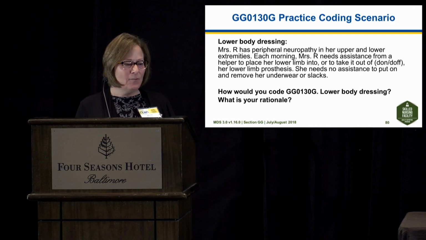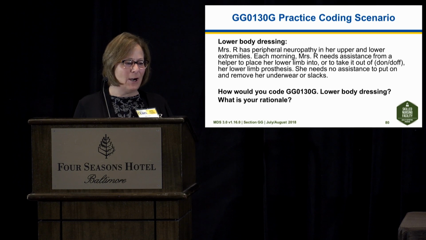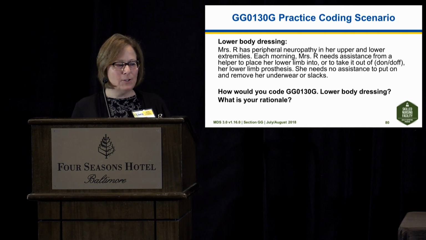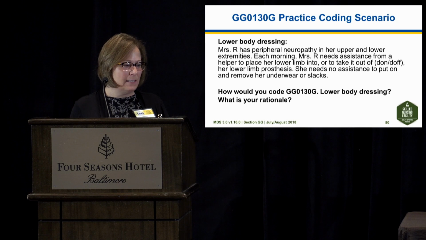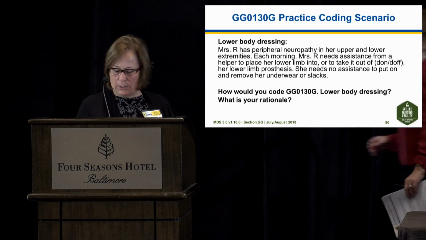Mrs. R has peripheral neuropathy in her upper and lower extremities. Each morning, Mrs. R needs assistance from a helper to place her lower limb into and take it out of, in the jargon, don or doff, her lower limb prosthesis. She needs no assistance to put on and remove her underwear or slacks. So how would you code GG0130G, lower body dressing, and what's your rationale?